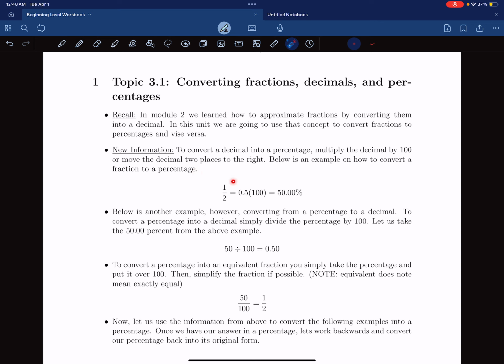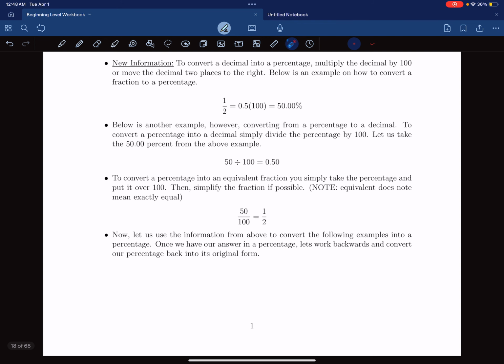So here we have the fraction 1/2, and if we put that in our calculator, we'll get the decimal 0.5. To convert this decimal to a percentage, you simply multiply it by 100, which gives you 50%. Or you can move the decimal 2 places to the right. You move it once and you get 5, and you move it one more, you get 50. Below is another example. However, in this case, we're going to be converting from a percentage back into a decimal. To do that, you take the percentage, which is 50% here, and divide that by 100, which gets you 0.50, which is what we had above.